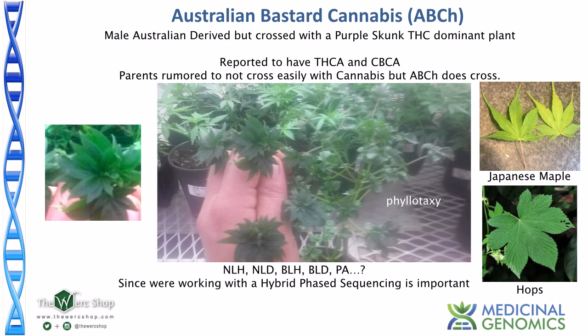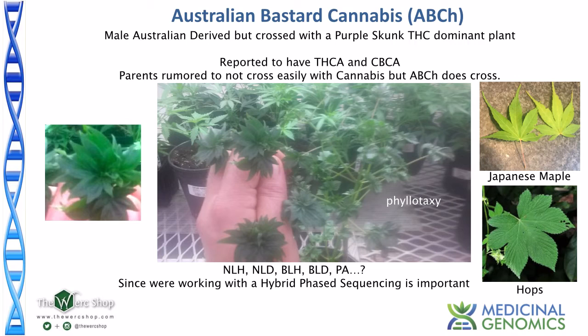So here's a picture of the plant. Again, this is a hybrid of a plant that was found in Australia. So it's been crossed with a purple skunk. The crossing, we believe, is difficult from the parental line, but once it's been crossed, it actually does appear to cross easily with other strains. It has not only a very bizarre leaf structure with phyllotaxy, but it also has some bizarre branching, and it's a little bit of a runt, we understand.